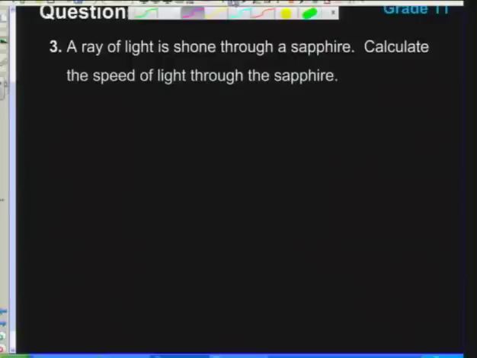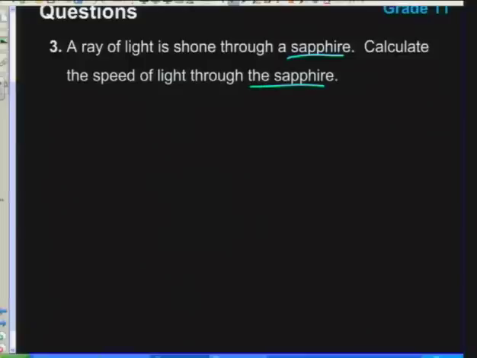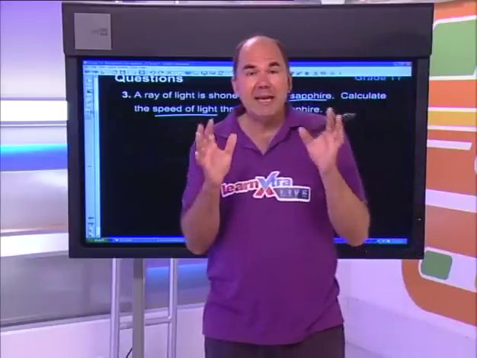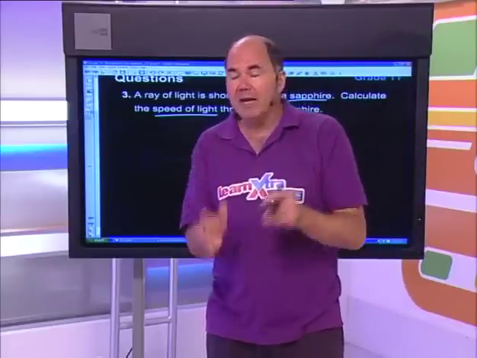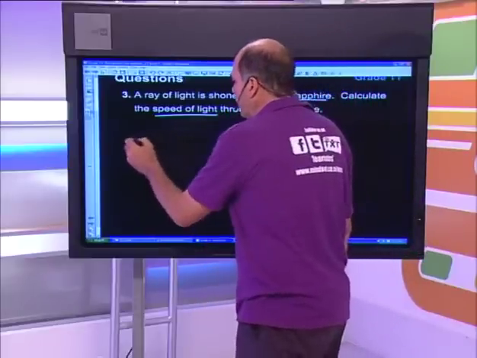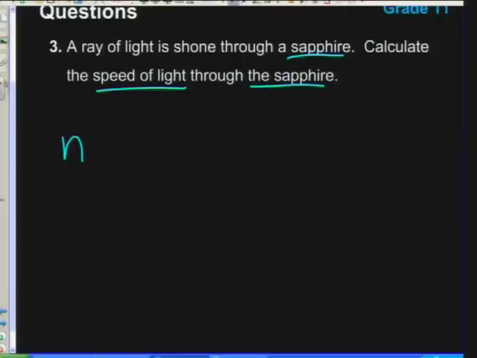So what does it say? It says light is shone through a sapphire. Calculate the speed of light when light travels through the sapphire. Now, guys, we can't do this unless we get the refractive index. What information are we given? Let's write down. We know that the refractive index, n, is equal to c divided by v. And what they want us to do is calculate the speed of light. This is the v part.